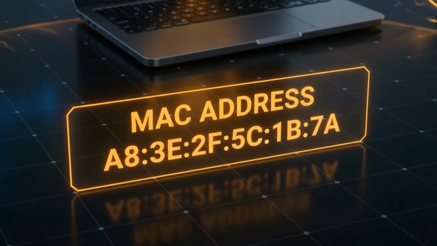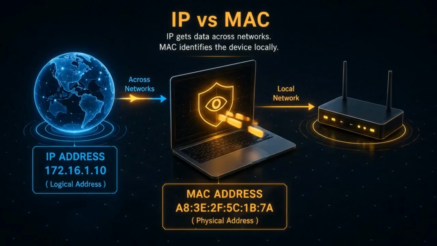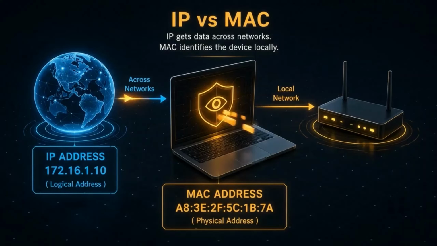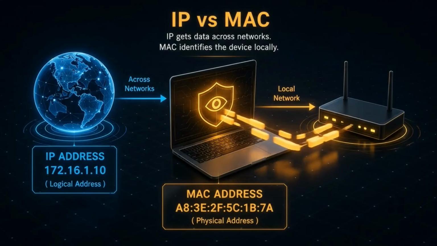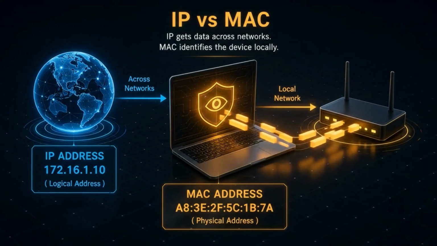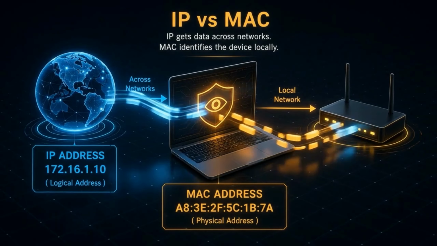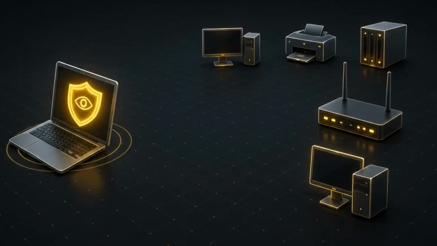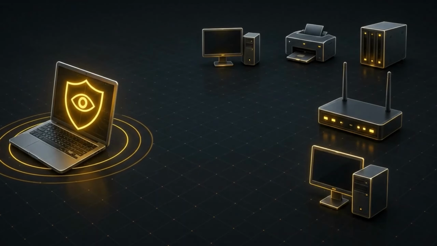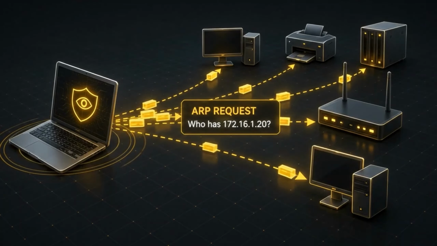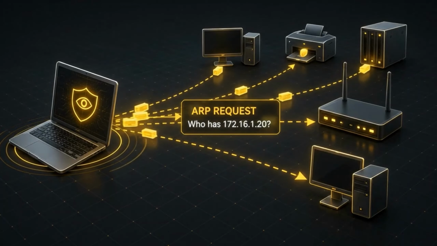Now, here is the question. Imagine your computer wants to send data to another device on the same network. It already knows the destination IP address, but it doesn't know the destination MAC address. So, how does it find it? That's where ARP comes in. Address Resolution Protocol. Your computer simply asks, who has this IP address?